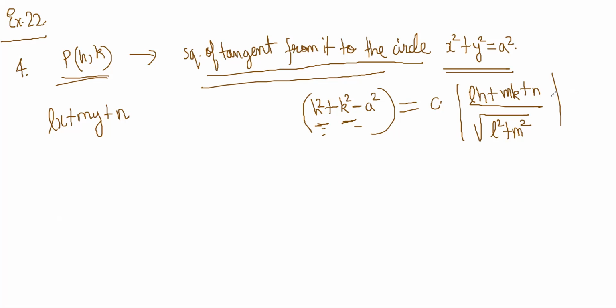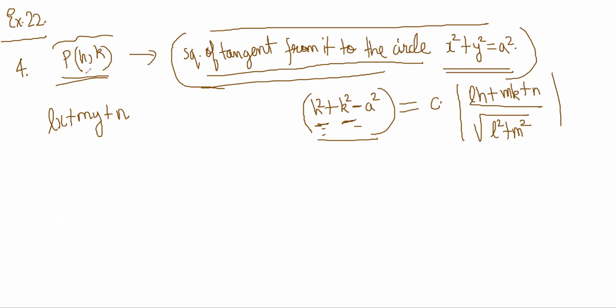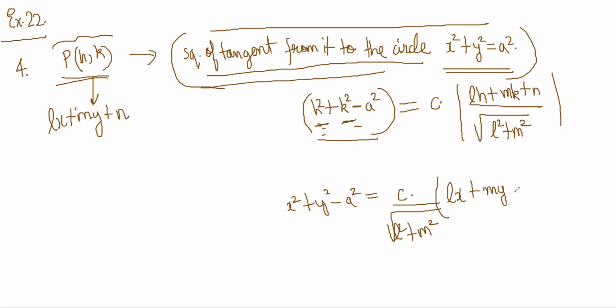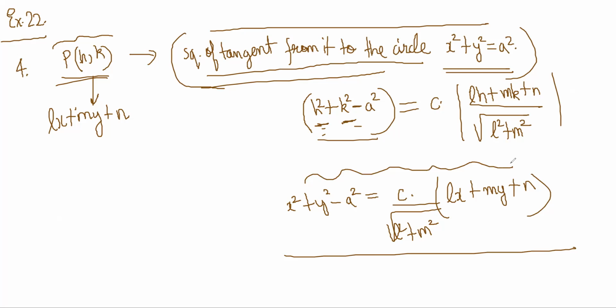You have to read the question carefully and see what is happening. This is clearly the length of tangent and square of that is this, and distance, it's clearly mentioned distance from this point to this line. There's nothing else. It's directly the locus that is coming: c by root (L square plus M square) into (Lx plus My plus N). This is obvious. Already it is a circle. You don't even have to simplify.